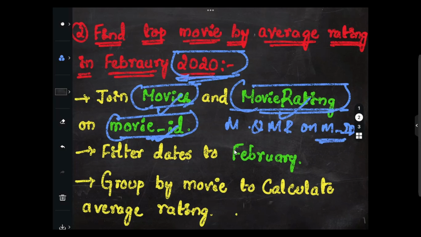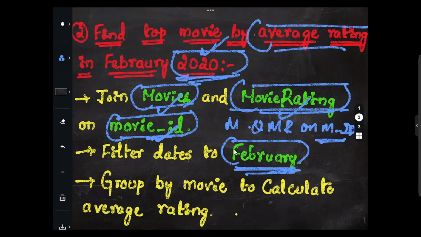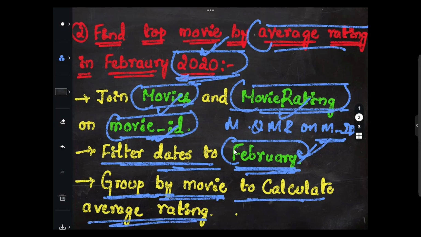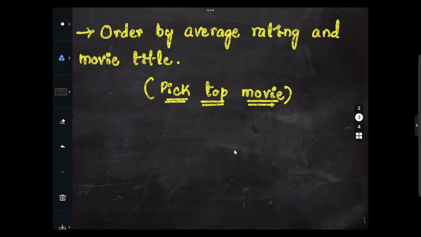This is very important. We filter the dates to February, because we have to find the top movie by average rating in February 2020. Finally, we group by movie to calculate the average rating itself. That is the reason we'll group by movie to calculate the average rating. So this is the approach that we'll be going with.